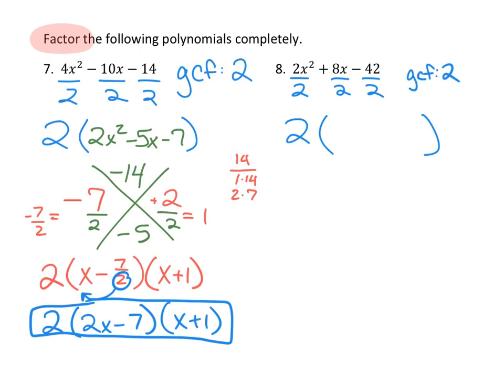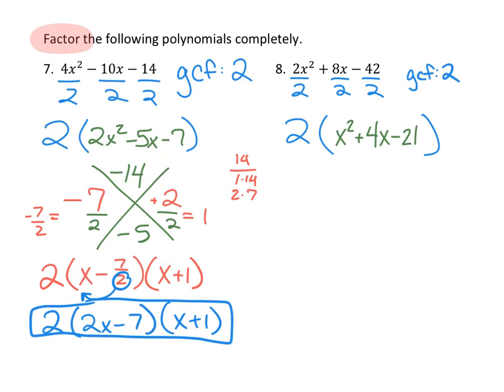Now, I divide this out and I put the leftovers in parentheses. 2x squared divided by 2 is what? 1x squared. 8x divided by 2 is? 4x. And negative 42 divided by 2? Negative 21. These numbers are significantly smaller than where we started. If we had tried to make an X puzzle with the beginning problem, we would have to do 2 times negative 42, which is negative 84.